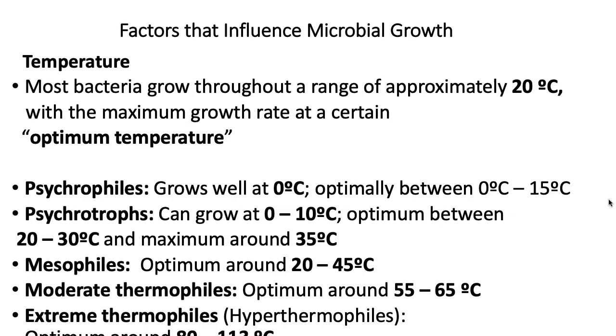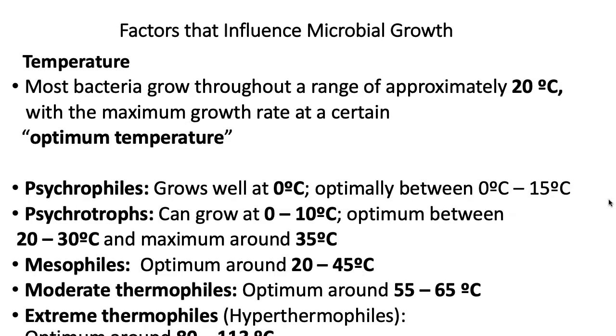So we say most bacteria will grow throughout a range of approximately 20 degrees Celsius, with the maximum growth rate occurring when that temperature is optimal. So what we are saying is that there could be various growth temperatures ranging around 20 degrees Celsius, but for the organism to grow best, that optimal temperature must be obtained.